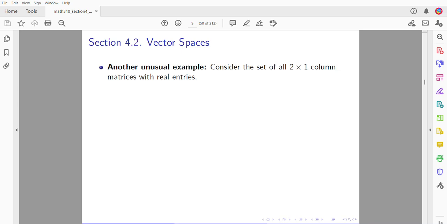Welcome back. Here is another unusual example. Unusual because you will see the operation is not commonly used. Consider the set of all 2 by 1 column matrices with real entries. That is, let V be the set of those column matrices, 2 by 1, where the entries are real numbers.